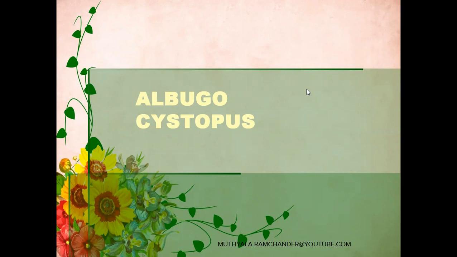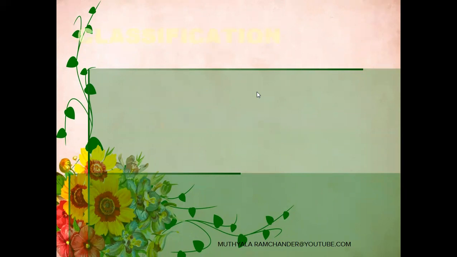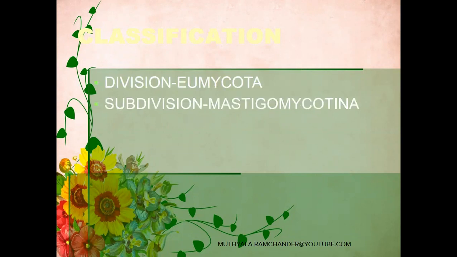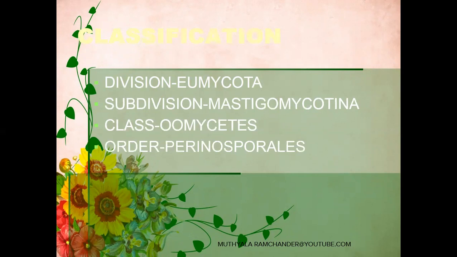Albugo or Cystopus. It is one type of fungi, Albugo or Cystopus. Now we discuss the classification of Albugo or Cystopus. Division Eumycota, subdivision Mastigomycotina, class Oomycetes, order Peronosporales, family Albuginaceae.